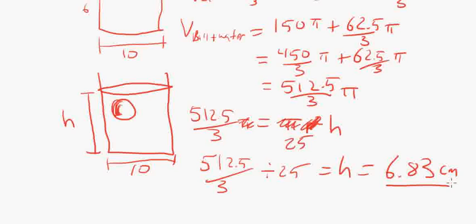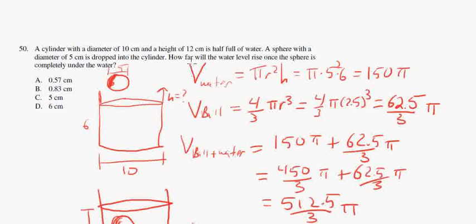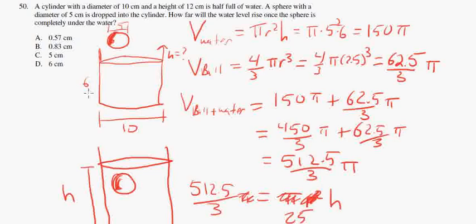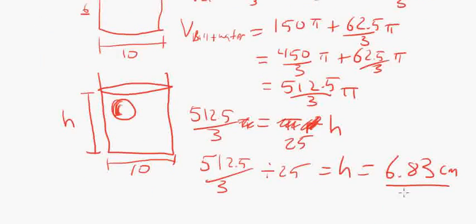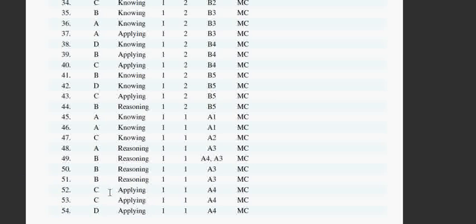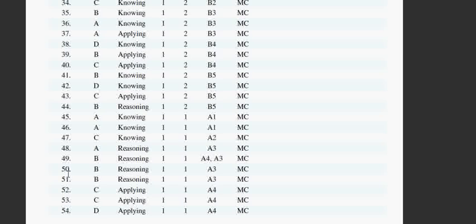Okay. Looking at our answers. Well, the question actually asks us how far will the water level rise. We have the total height. If the water started off at 6 and went to 6.83, it went up a total of 0.83 centimeters. And let's check, make sure we do this correct. So, whoops, that was question 50. 50 is B, which is what?